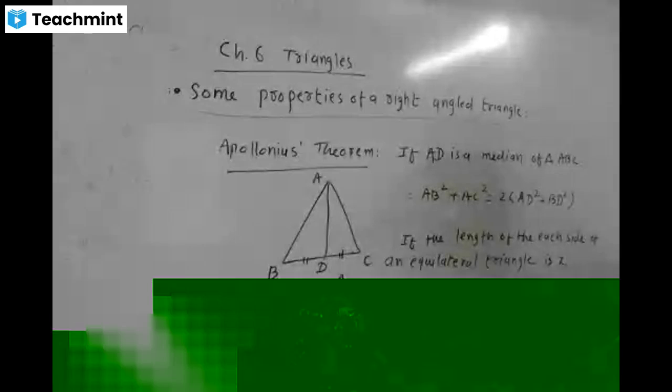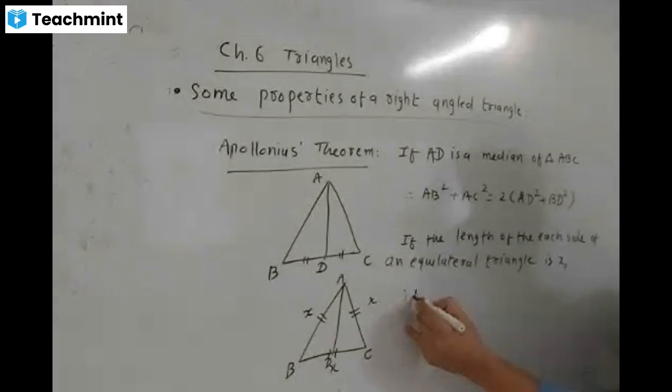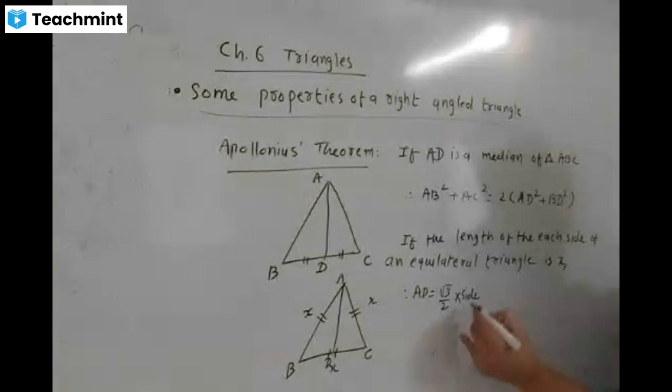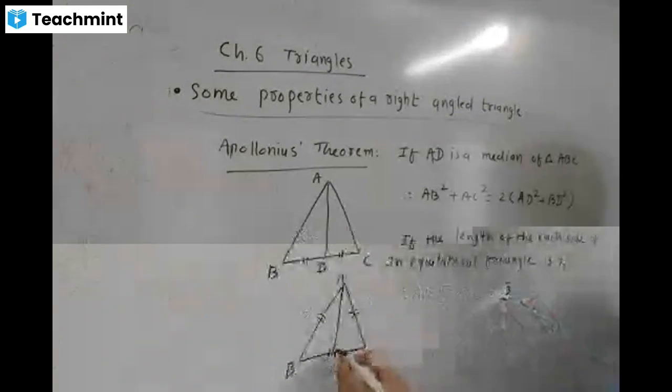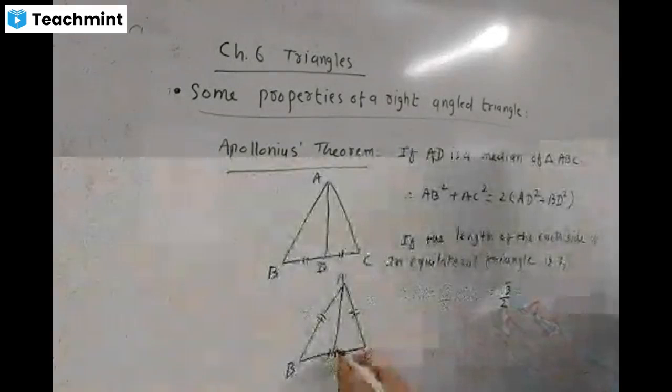the length of AD is equal to root 3 by 2 into side. The formula for the length of AD is root 3 by 2 into side, that is root 3 by 2 into X. For example, suppose X is equal to 6. The length of AD is root 3 by 2 into 6, that is equal to 6 by 2 root 3, that is equal to 3 root 3. Okay.